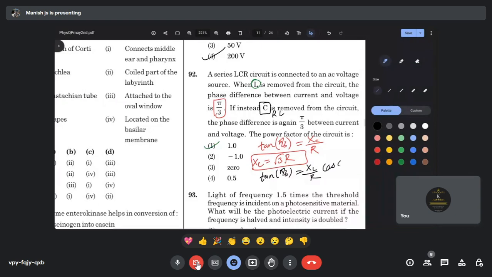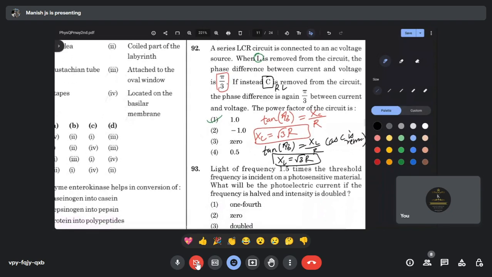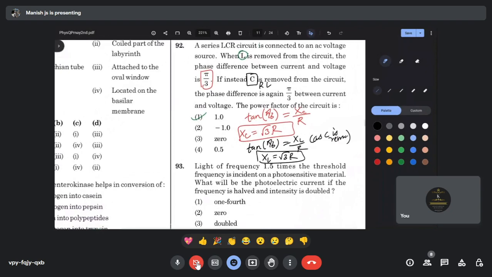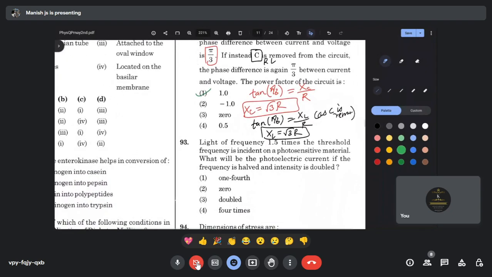So, as C is removed, what is XL now? Again, don't you think you get root 3 R? Root 3 R. Okay. So, we have found out capacitive and inductive reactances in terms of R. Simple. Then, you find out what is the power factor of the corresponding circuit. So, you know the formula for power factor. What is the formula for power factor? Cos phi is equal to R by Z.